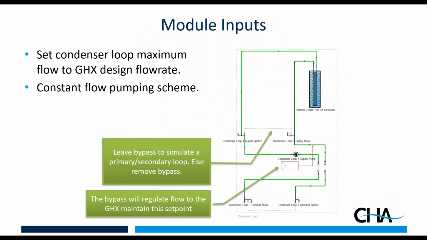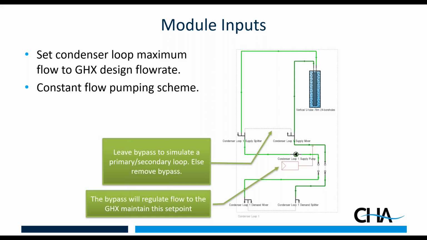A couple of the other model inputs to look at: there's a design ground heat exchanger flow rate that will come over from the heat exchanger program. So at your condenser loop, you want to set your maximum flow to that. That will also size that pump if you've auto-sized it for that flow. The other thing is to be aware of what your pumping scheme is.